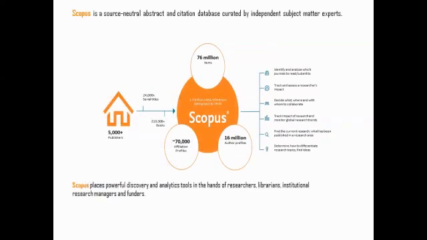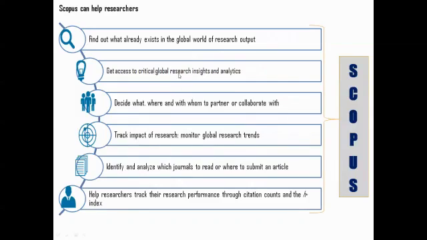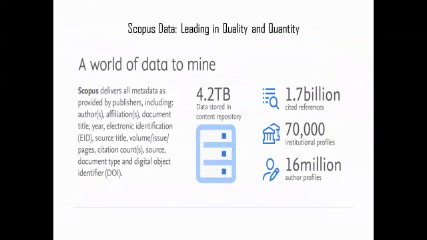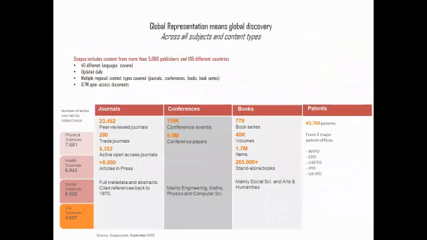Here I just want to give more emphasis to the citation data. For example, Scopus is a citation database which covers about 16 million author profiles and 17 million items. It helps researchers access global research output, gain critical global research insights, decide which partner to collaborate with, track the impact of research, monitor global research trends, and identify which journals to read and where to submit the article, whether it has proper citation or not. All this can be measured using this tool. So this is about the world of data covered in Scopus, and it clearly gives the overall coverage and the representation of global discovery.